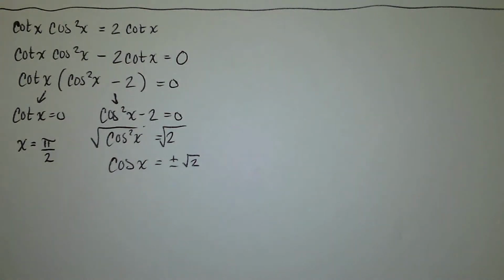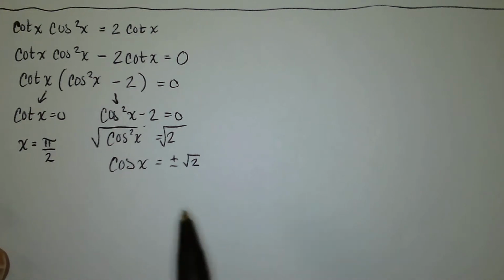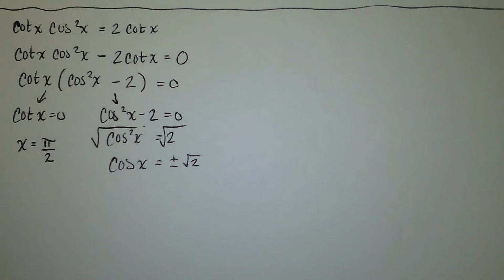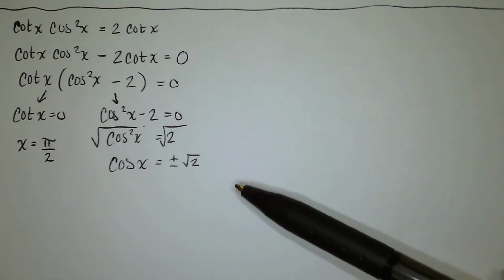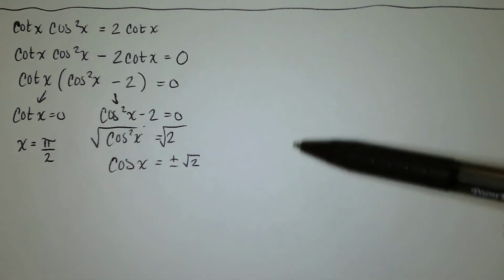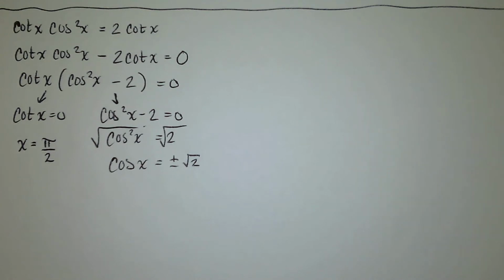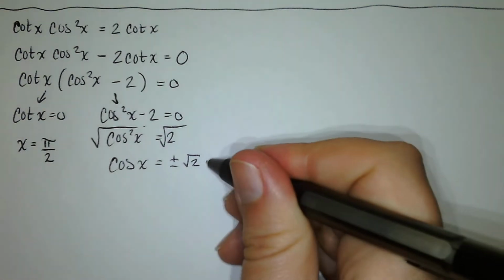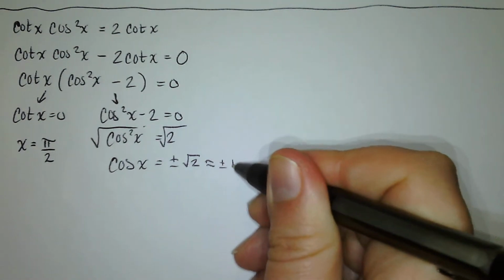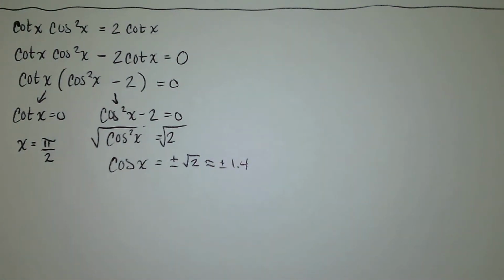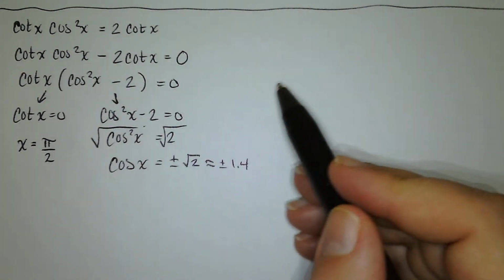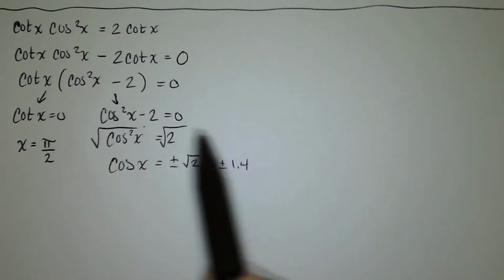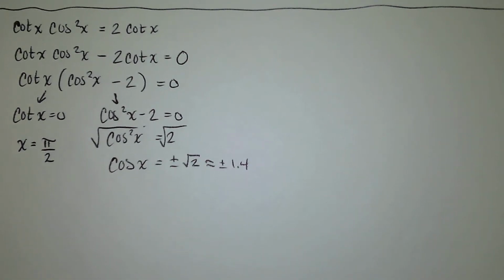We have some extraneous solutions here because we know, if we go back to the last video, if we were to graph the cosine curve, it would bounce back and forth between 1 and negative 1. The square root of 2 is roughly 1.4. So this is roughly plus minus 1.4. So if we graph the cosine curve and then we graphed a horizontal line at 1.4, they would never intersect. This is not going to create any solutions.